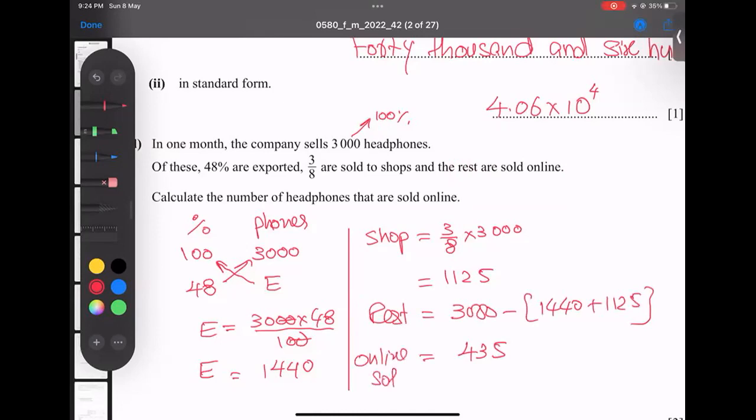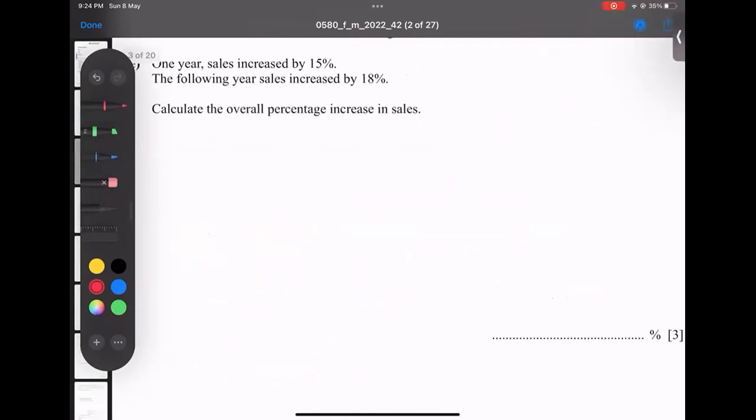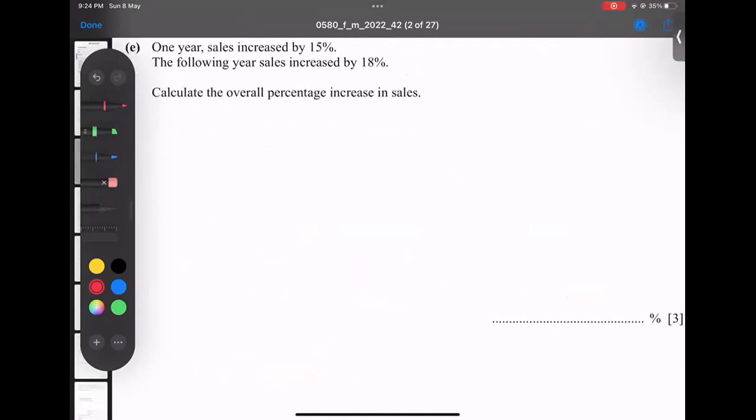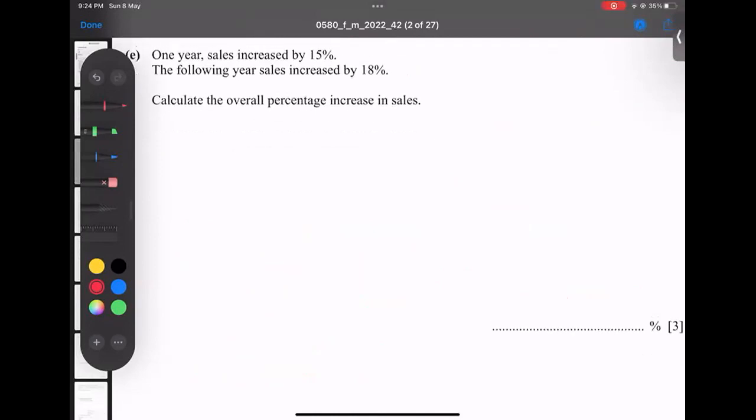So I hope this idea is clear. Let's go to the next page. Next page, he mentioned a question: in 1 year, sales increase by 15%, and the following year, which means next year, sales increase by 18%. So first 15%, then 18%. So overall percentage increase. So this is called starting value and last value.